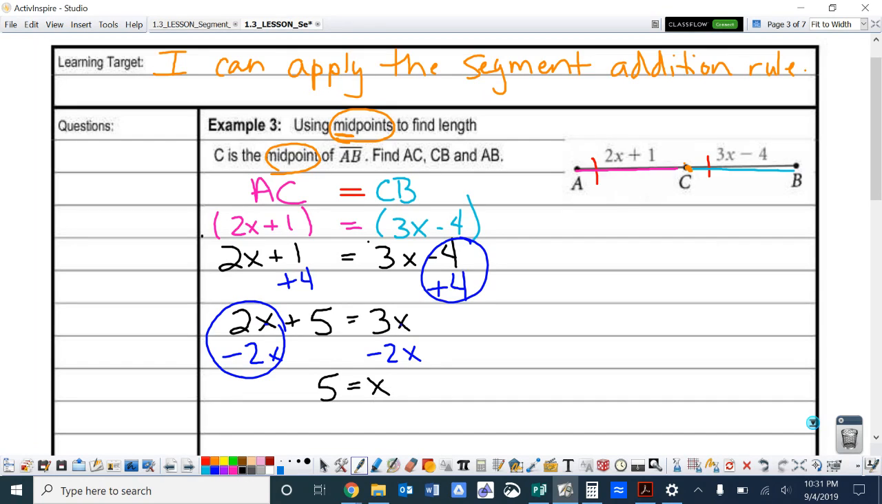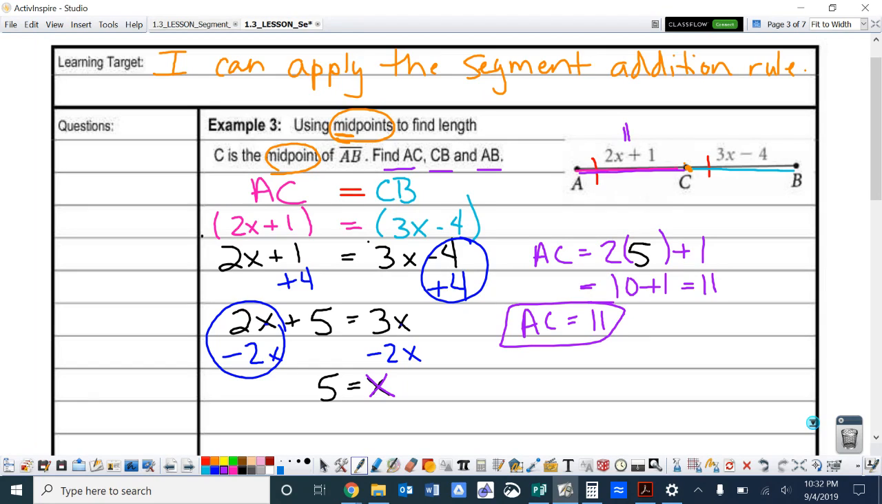Awesome! Let's see if we answered the question. Find AC, CB, and AB. Nope, we just found what x is. So let's look at the first one. Let's look at the length of AC. AC is 2 times x plus 1. And we know that x is 5. So if we work our PEMDAS, 2 times 5 is 10, plus 1 equals 11. So we can say that AC equals 11. Great.